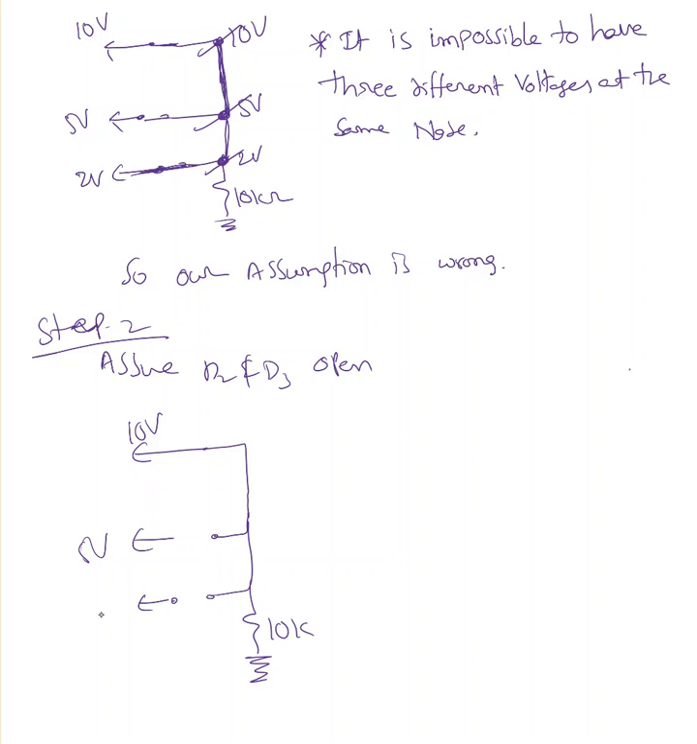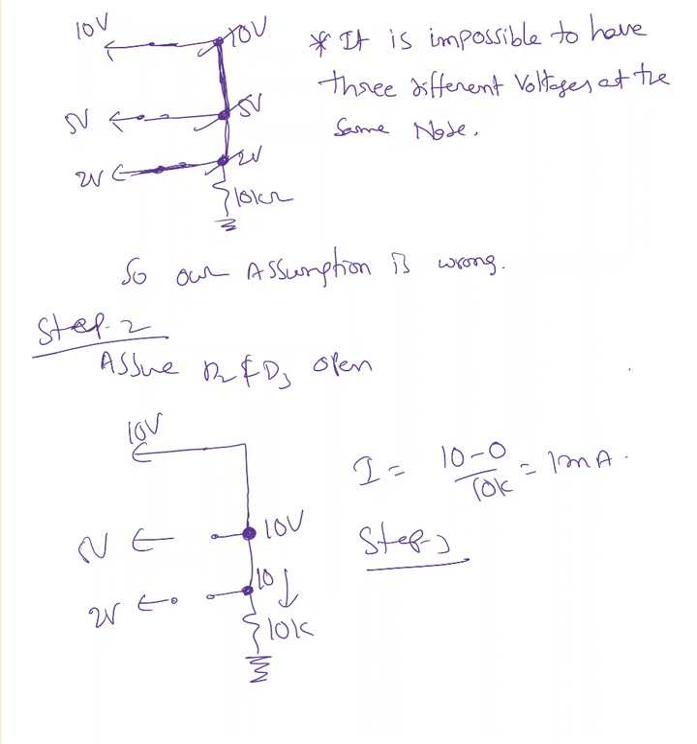Now you can see the current passing through this: I equals 10 minus 0 over 10k, that is 1 milliampere. Now step 3, verify. What is the voltage at this point? That must be 10 volts, right?